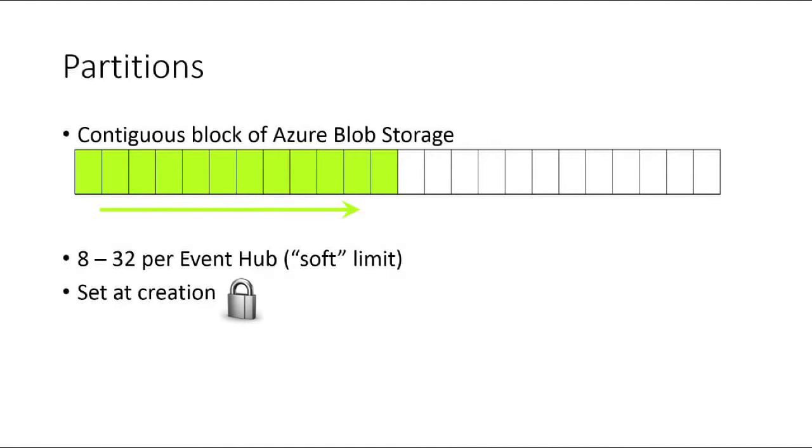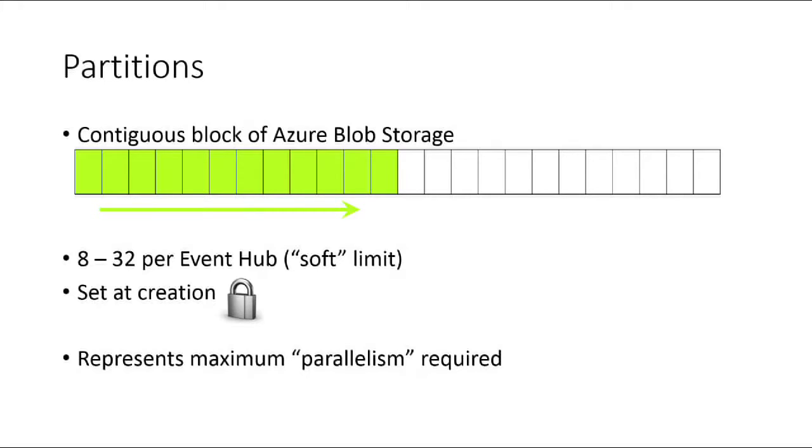When you create the Event Hub, you choose between 8 and 32 partitions. That's another one of those soft limits. If you need more partitions, Azure support will gladly have you pay more. And the number of partitions, again, are set at creation, and you're pretty much locked into that decision. You can always, of course, recreate another Event Hub and just change configuration to point over to that other one, but it's kind of a pain that it gets locked in.